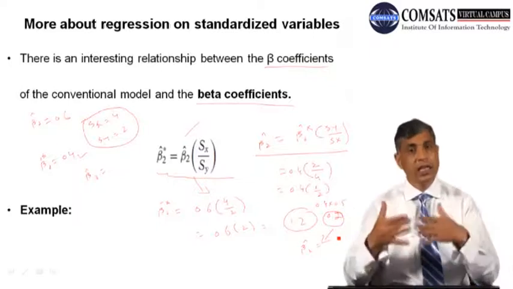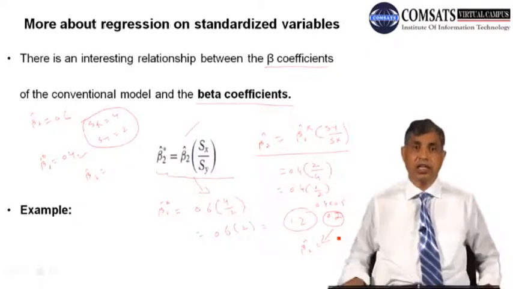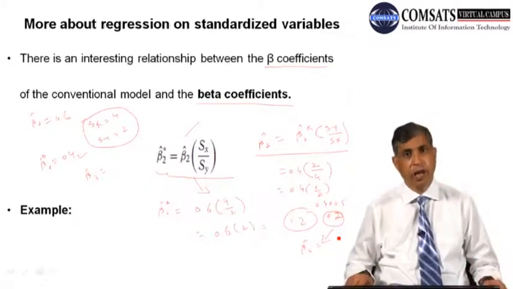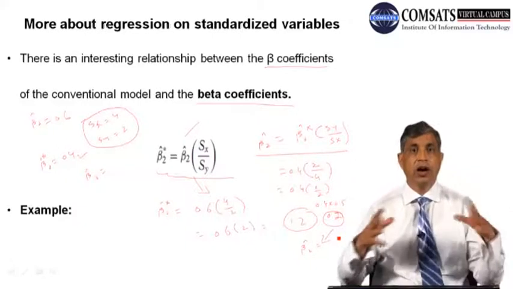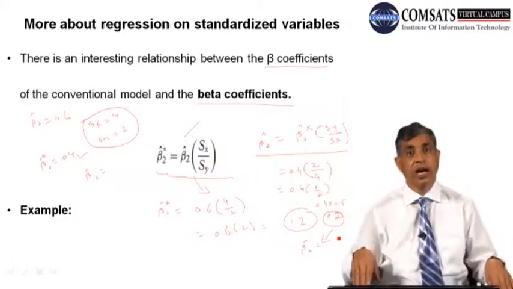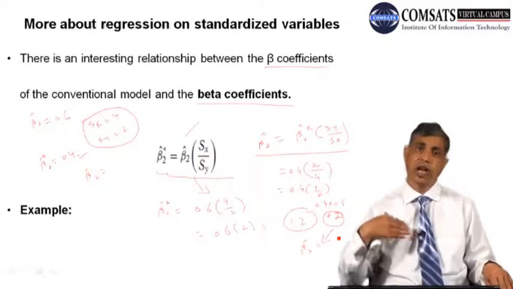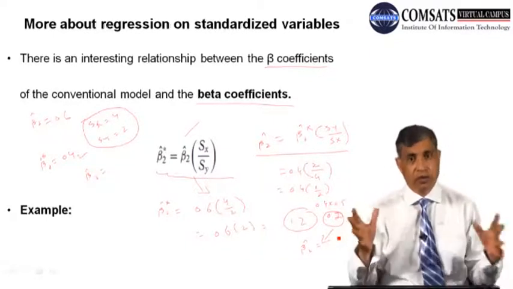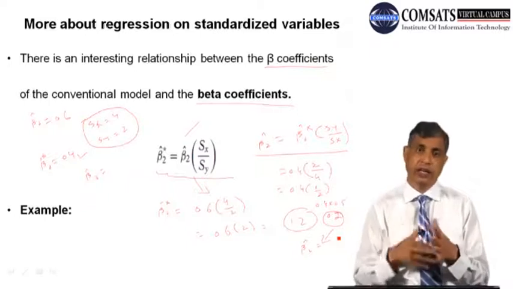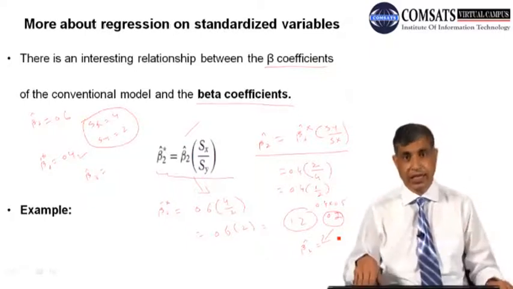This relationship helps us save a lot of effort and time. If we were not aware of it, we would have to go back, standardize the variables, and then run the regression again.